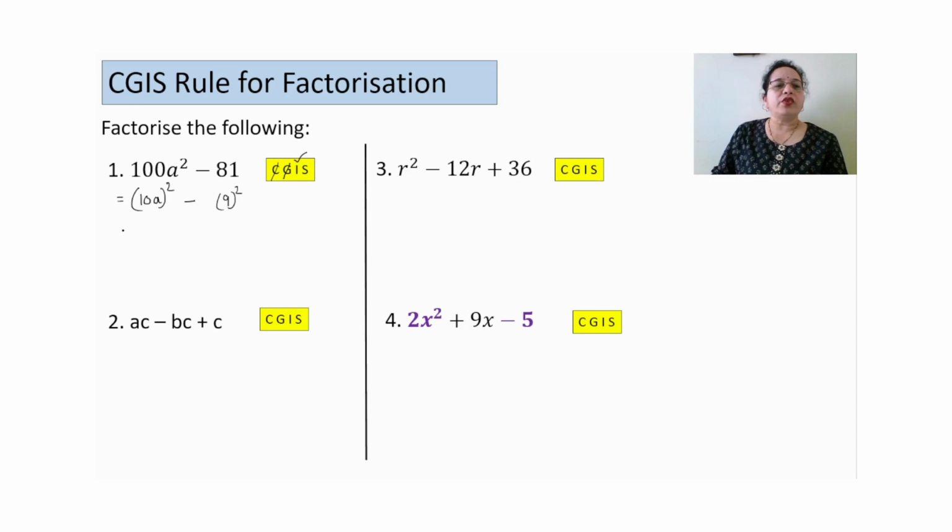So now a square minus b square. So what is the identity? In one bracket we add this, in another bracket we subtract this. So this is the answer.